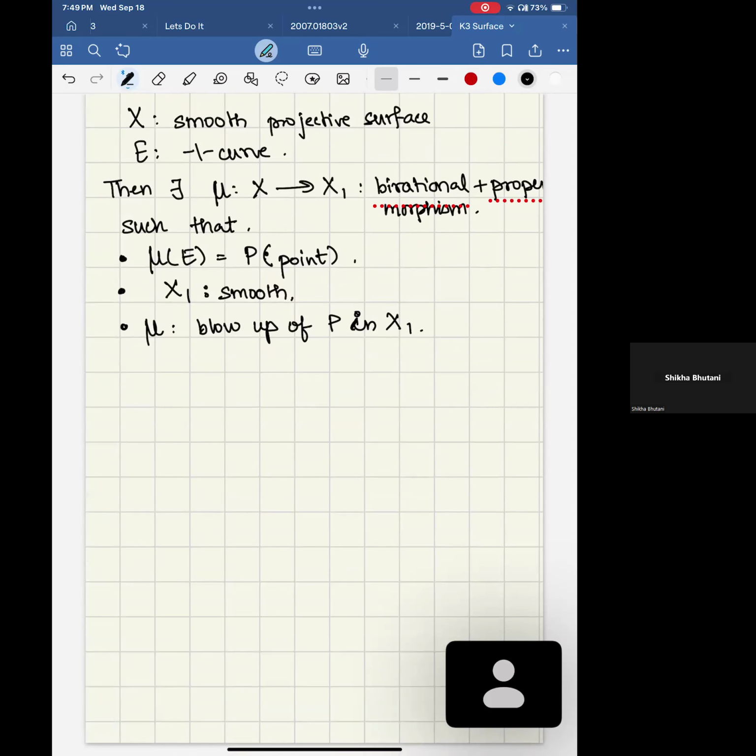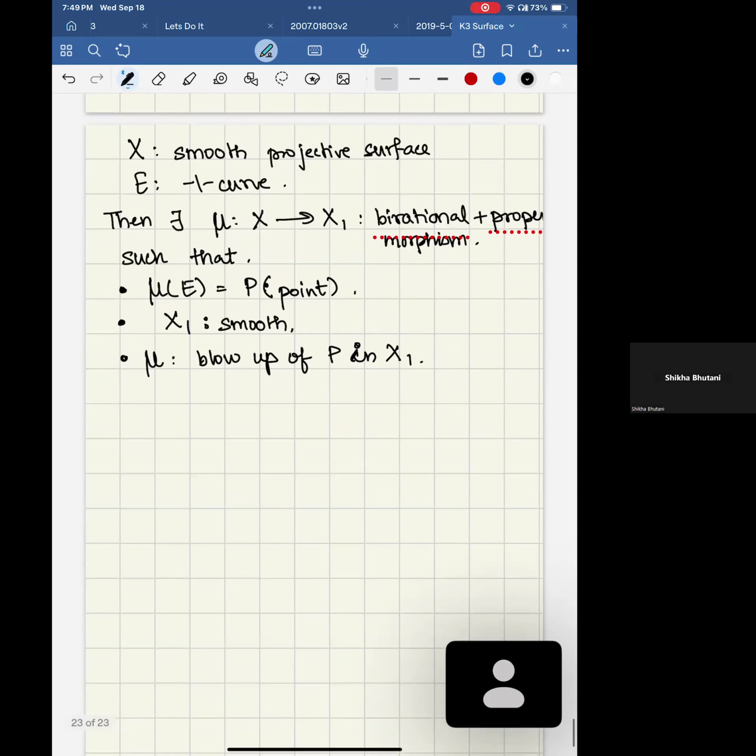Okay, so the first question that comes up is, let's try to prove this theorem. The first question that comes up in proving or even thinking about proving this theorem is, how do we think about producing such a mu? How do we think about producing such an x1 such that the following properties hold? Well, in algebraic geometry, whenever you want to produce a map or a morphism, you take help of linear series.